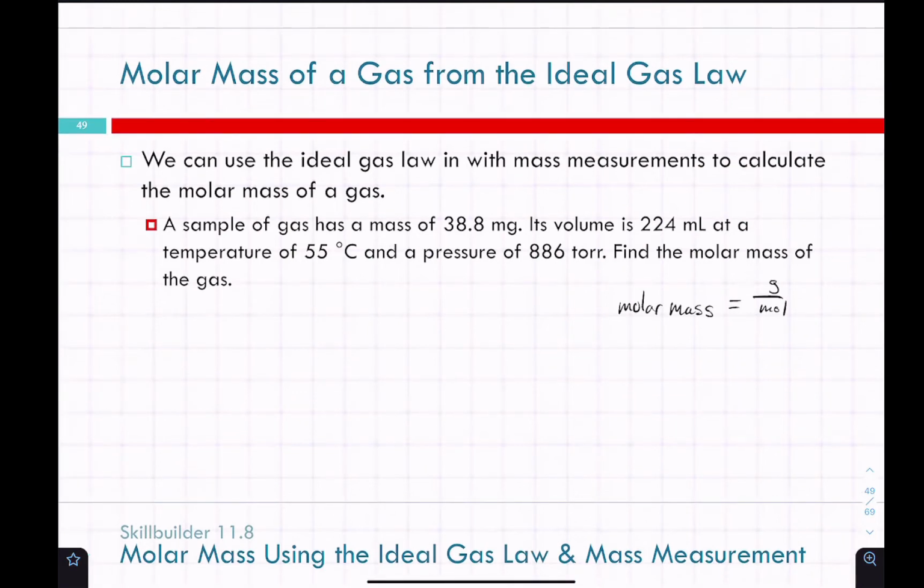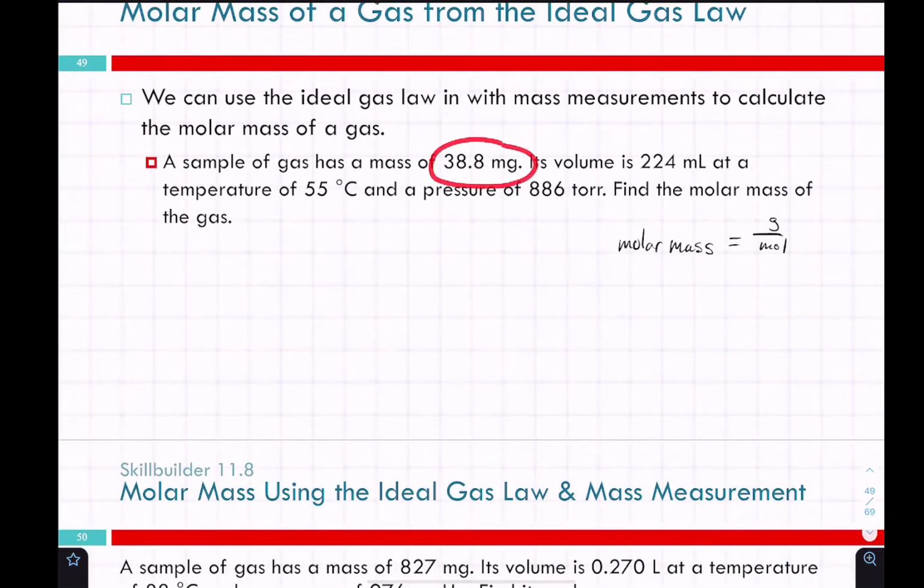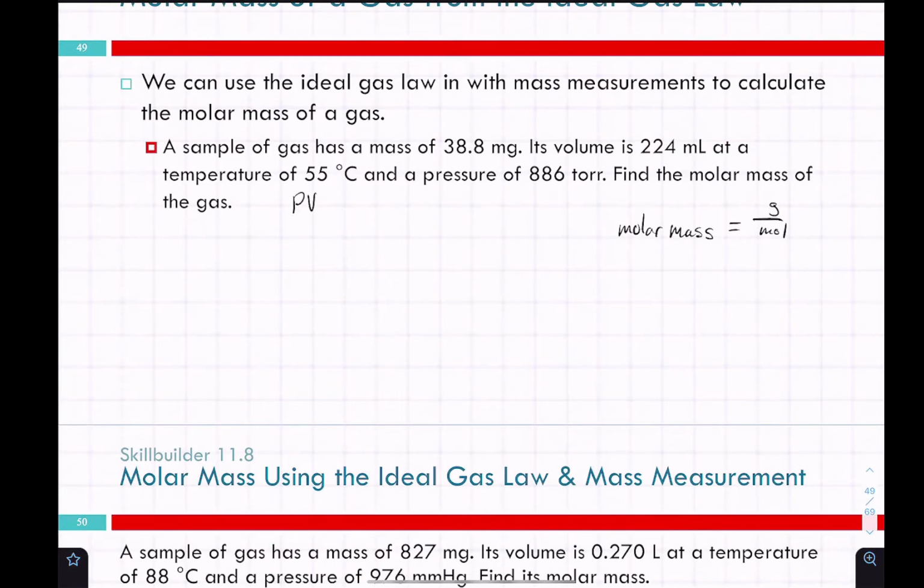So it's the grams per mole of a substance. And because we have the volume, temperature, and pressure, which all go into PV equals nRT, we can plug those numbers in and find out the moles of gas. So pressure, volume, temperature, and then R is always 0.0821.